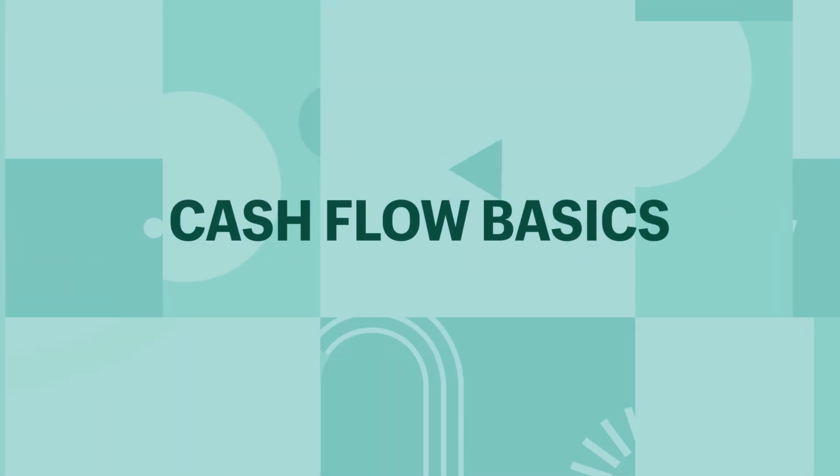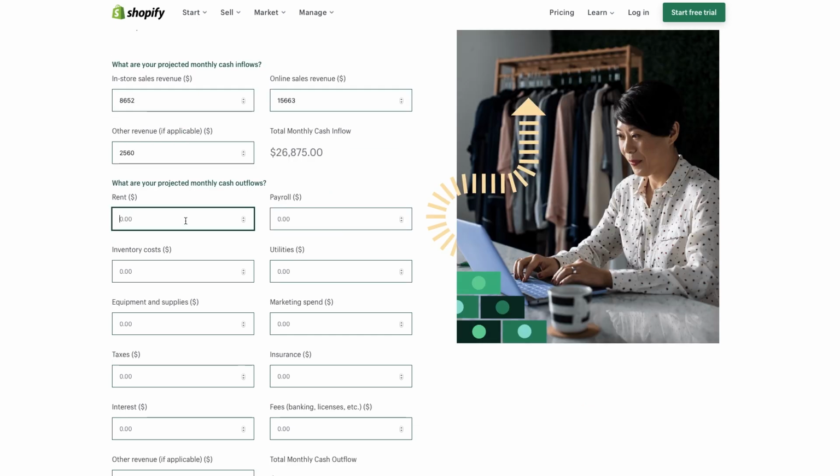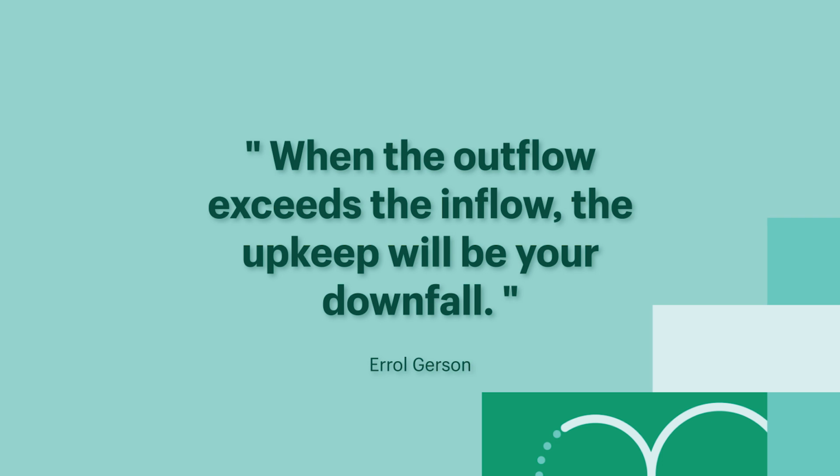Cash flow is the amount of money, cash and non-cash, traveling into and out of a business. Simply put, cash flow is calculated by taking note of the cash available at the beginning and end of a specific period. This period might be a week, a month, or a quarter. Your business has a positive cash flow if there's more in the account at the end of the period than when the period began. If there's less cash, it will have a negative cash flow. Errol Garrison put it best. When the outflow exceeds the inflow, the upkeep will be your downfall.